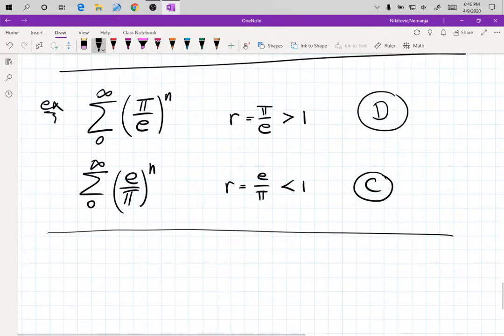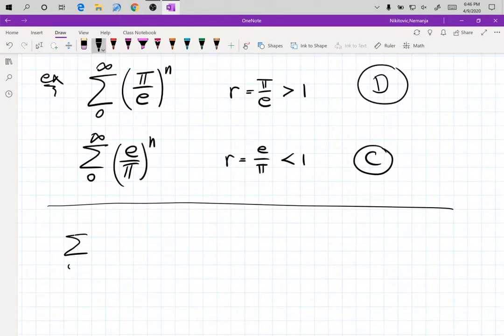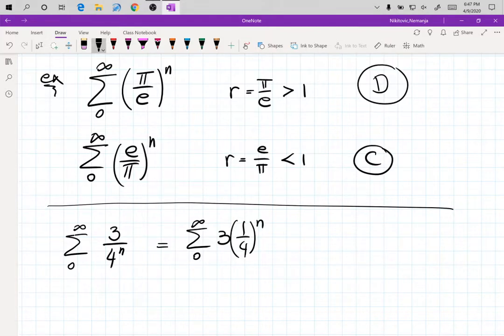Now, when you have a convergent series, let's say you have 3/4 to the n. We have to rewrite this first so we see it a little bit better. 3 times 1/4 to the n. So that's basic arithmetic, right? We didn't even compute anything. We just moved the numerator to the side. And from this one, a is equal to 3. R is equal to 1/4. That's less than 1. We have convergence.